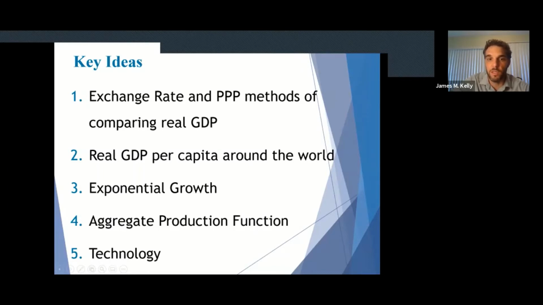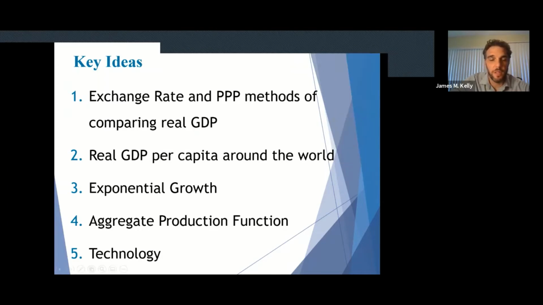And then we'll model growth using something called the aggregate production function, a model of the overall economy. And then lastly, we'll talk about the aggregate production function and technology's effect on the aggregate production function. Okay.